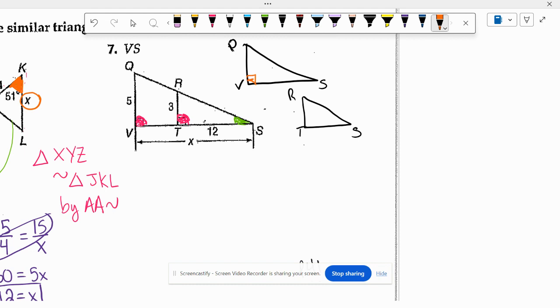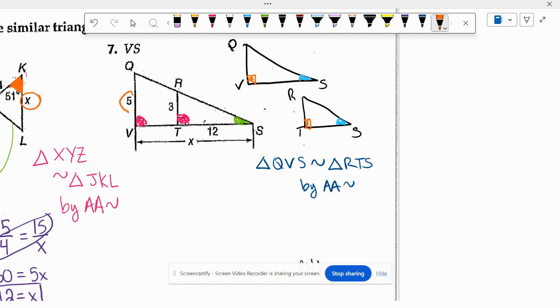So V and T are both right angles, and S is congruent to itself. So have you proved that the two triangles are similar? Yes, you have. Triangle QVS is similar to triangle RTS by angle similarity. Now we have to find the missing measure.